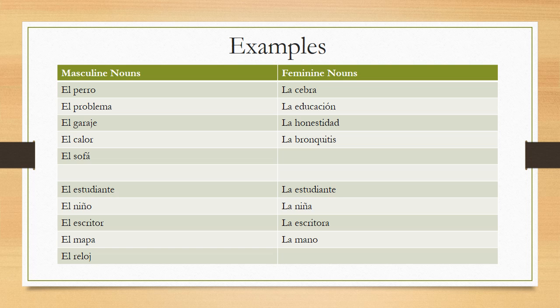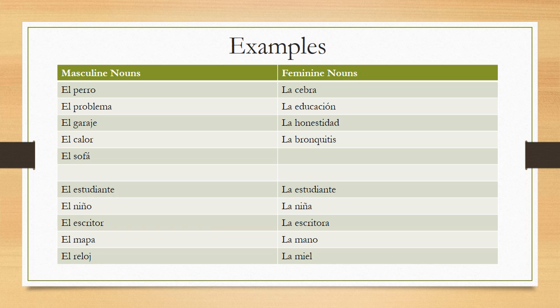Then here I have a word, el reloj. That means the clock. And it ends in a J. So it just has no ending to go on. You just have to memorize that it's a masculine noun. There's no way to look at the word reloj and know what its gender is. You just have to memorize that it's masculine.